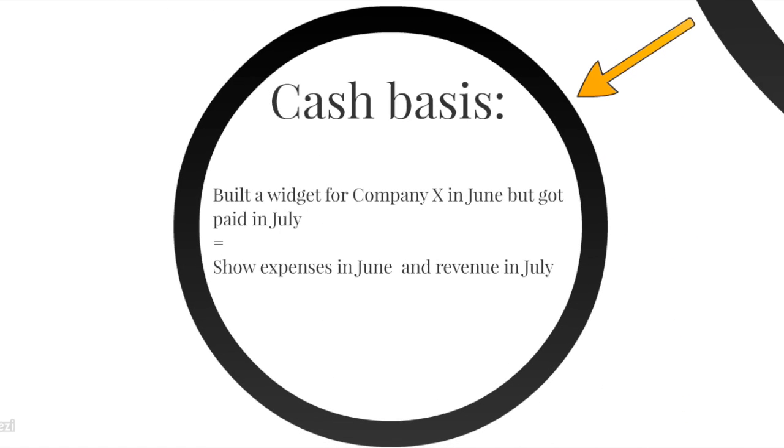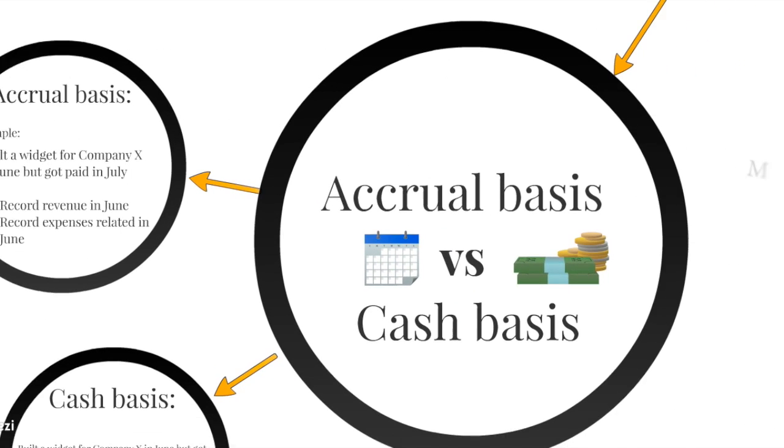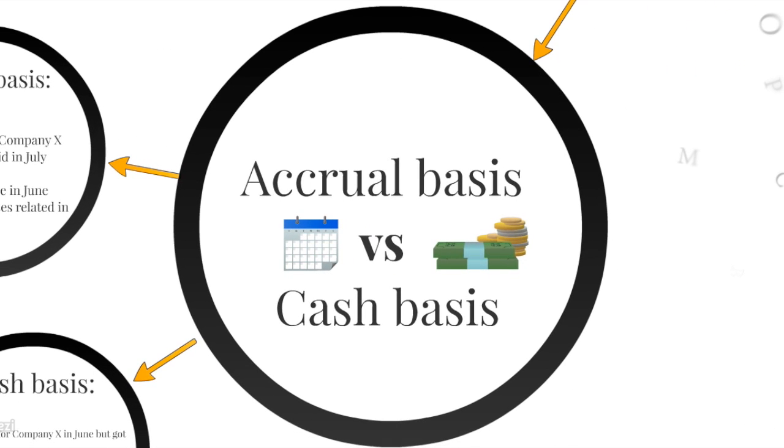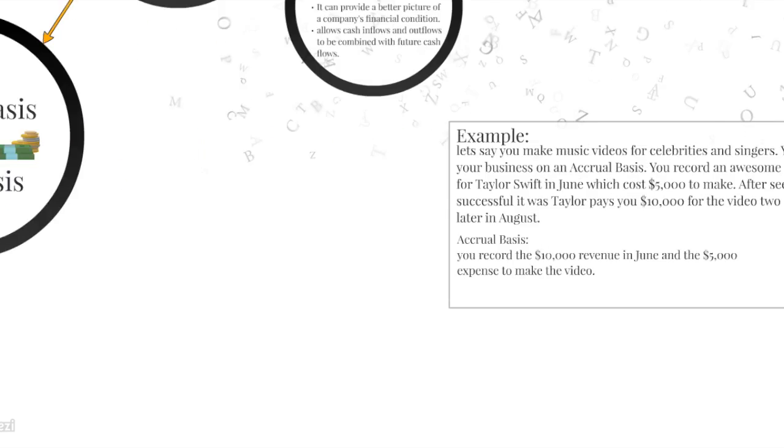While on a cash basis, you would show expenses in June and revenue in July, which doesn't paint a good picture of how the business is performing. By using accrual basis, investors, bankers, and the owners have a better sense of how the business is performing.